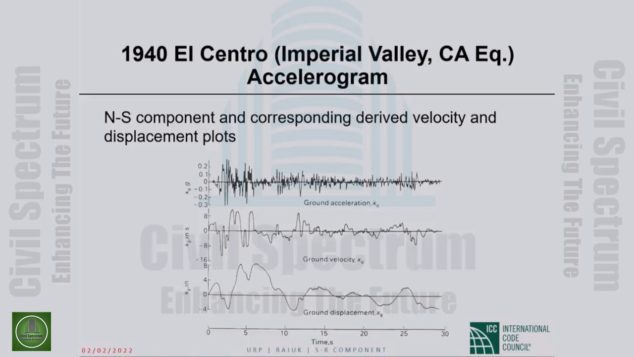The instruments that make these records, Richter called them seismographs. They're typically called accelerographs. And the records that are produced are accelerograms because these instruments record ground acceleration in three mutually orthogonal directions. It would be two perpendicular horizontal directions and the vertical direction. So you will get three plots of acceleration.